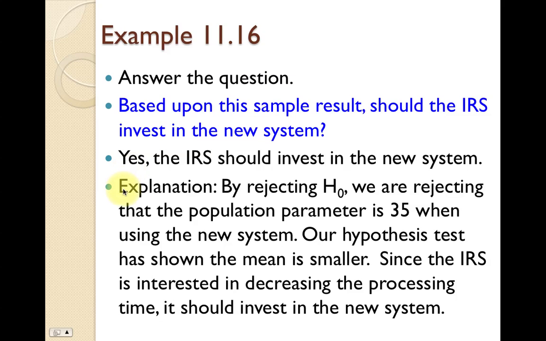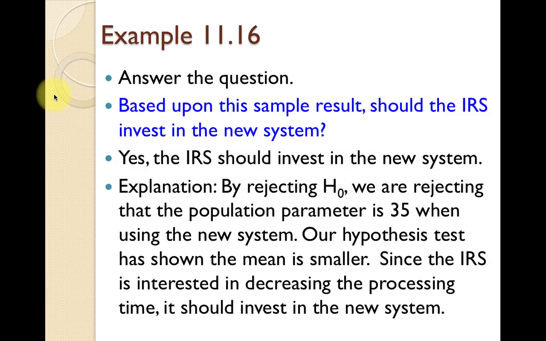If you need an explanation for your own understanding, here's why. When you reject the null hypothesis, you reject that the population parameter is 35 when using the new system. So H0 stated that the new system was no better than the old system. The new system produces a population mean of 35 minutes, just like the old system. But our hypothesis test showed that the mean is significantly smaller than 35. Since the IRS is interested in decreasing the processing time, it should invest in the new system.